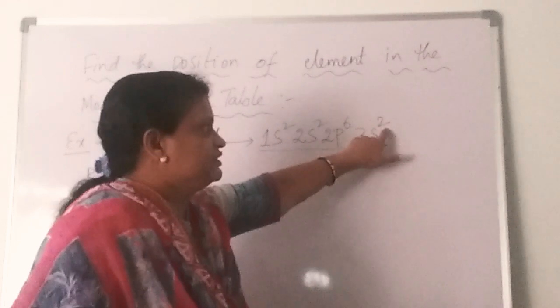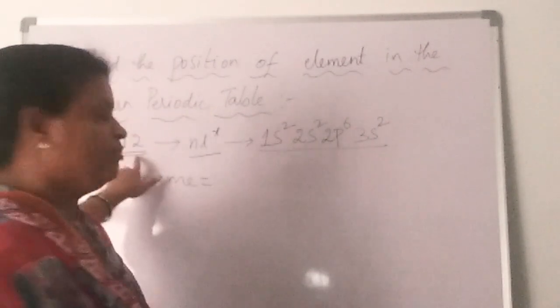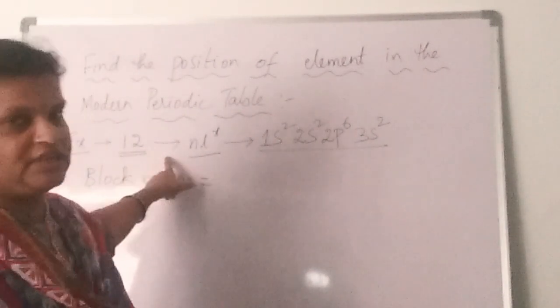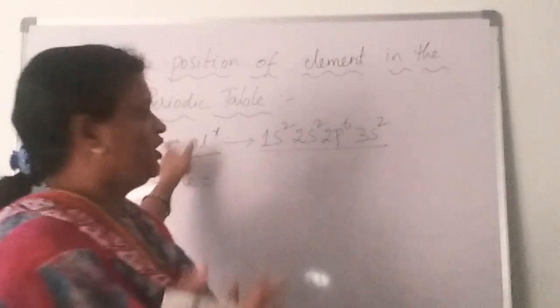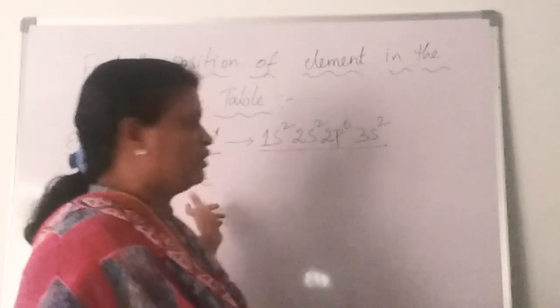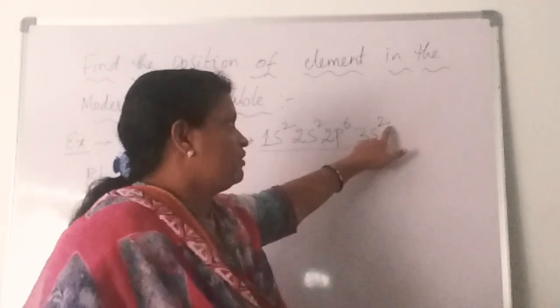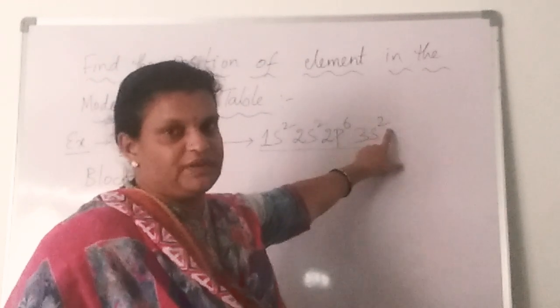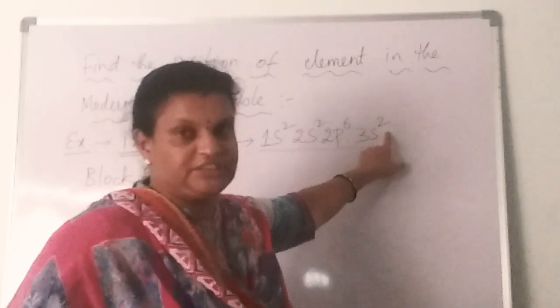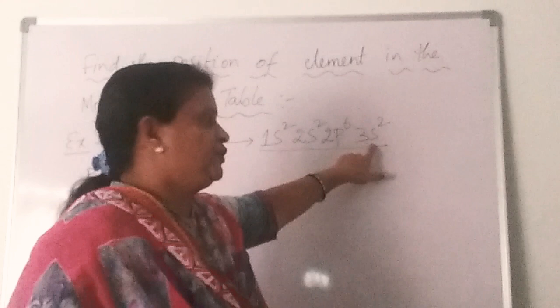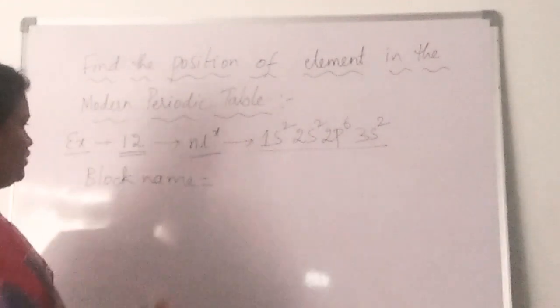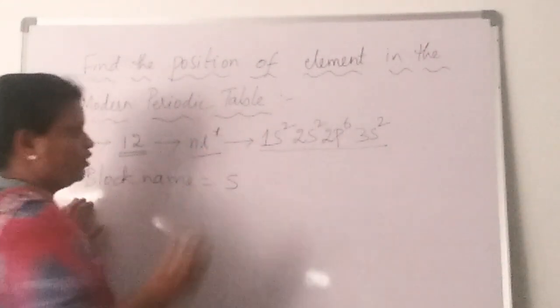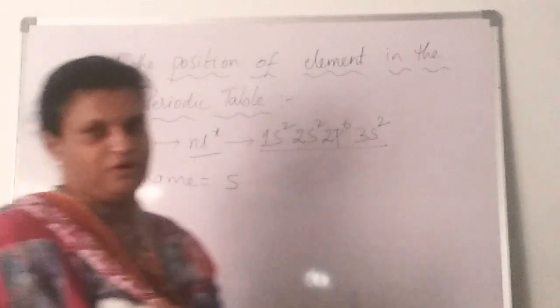So here this second electron of this element, actually the element name is magnesium. We can say the name. Otherwise, you can also say the position of the element. Now here the second electron is making the difference. So that second electron becomes the differentiating electron, which is entering into the s orbital. So what do we have to write here? Block name as s block.